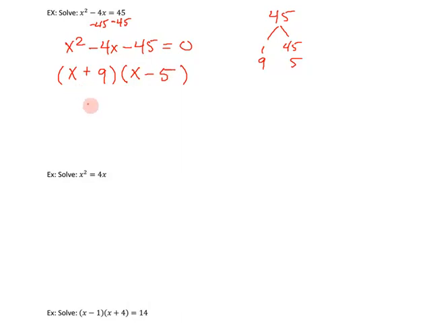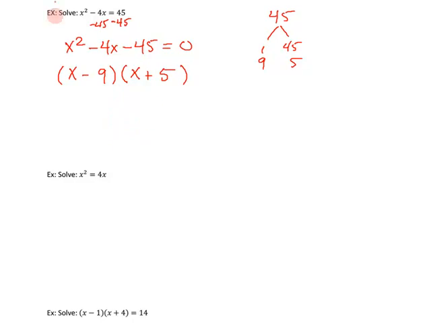The outside gives me negative 5x, the inside gives me 9x, which adds together to be 4x, but I'm looking for a negative 4x, so I need to change these signs to minus and plus. And that's minus, plus, so that works. Okay, so I'm going to erase this to get it out of the way, but that checks, that factors.